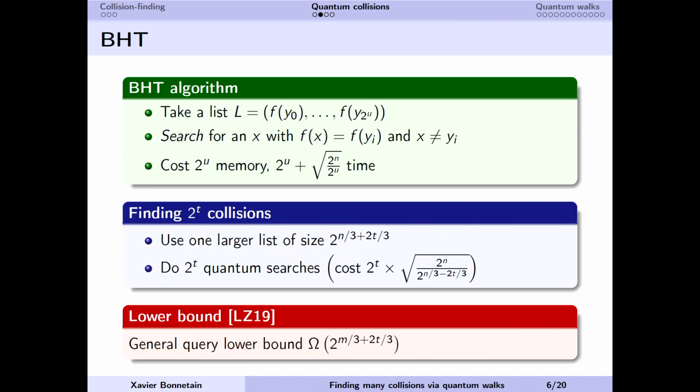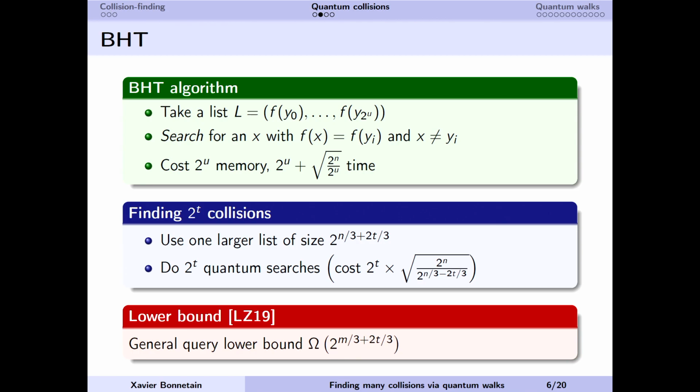If you want to find more than one collision, you can take pretty much the same approach, but with a larger list. If you take a list of size 2^(n/3 + 2t/3), then you can do 2^t quantum searches. These searches will cost less, but there are more of them, which balances the cost against the fact that we have a larger list that is more expensive to construct. We have an overall algorithm with cost 2^(n/3 + 2t/3).